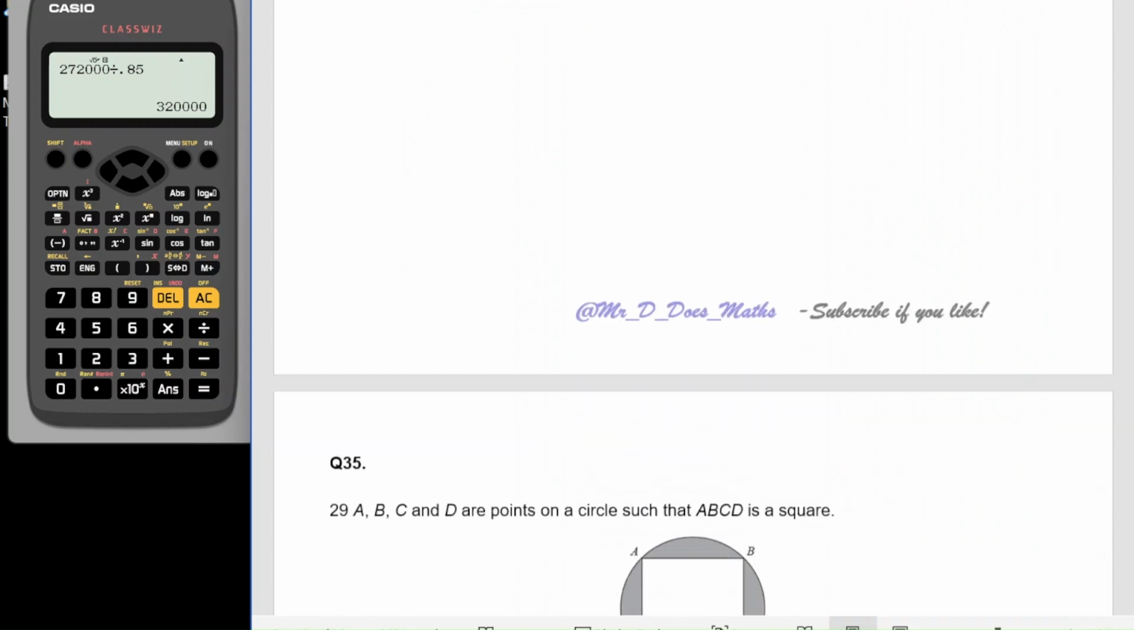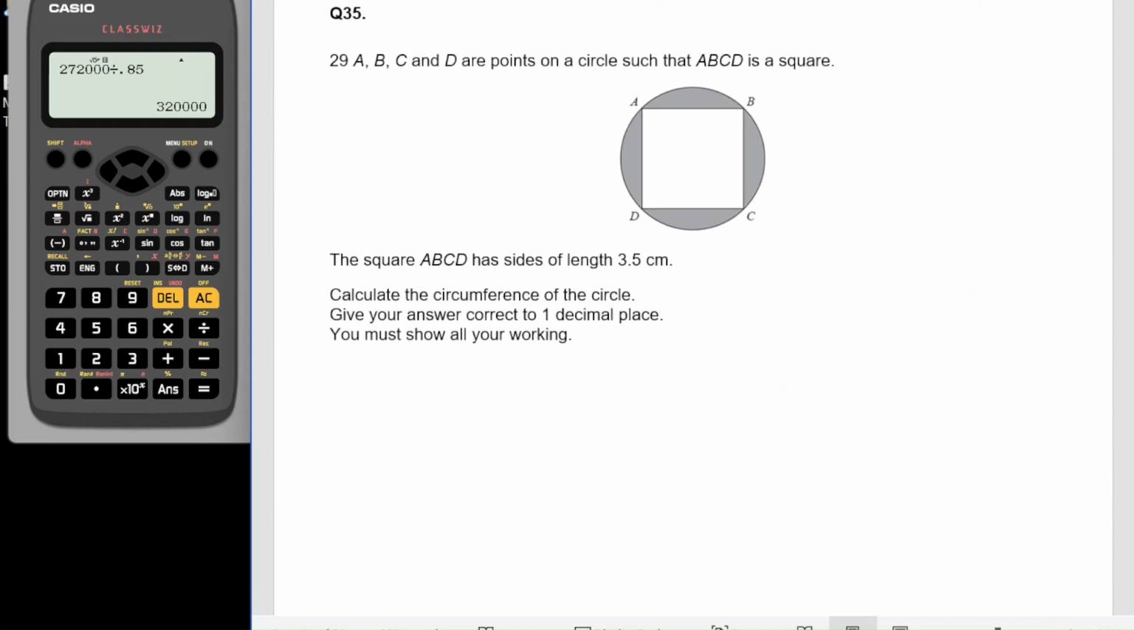Right. Question 35. We've got, not quite sure where this 29's come from. A, B, C, D are points on the circle such that we have a square. The square has sides of length 3.5 centimeters. Calculate the circumference of the circle.